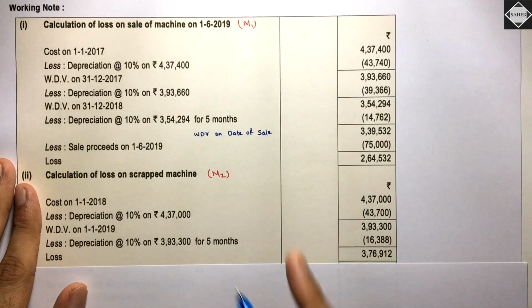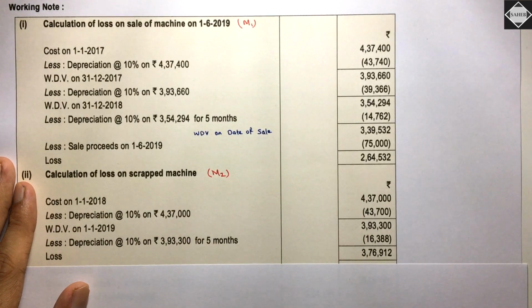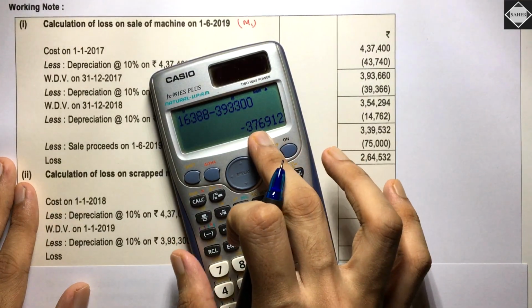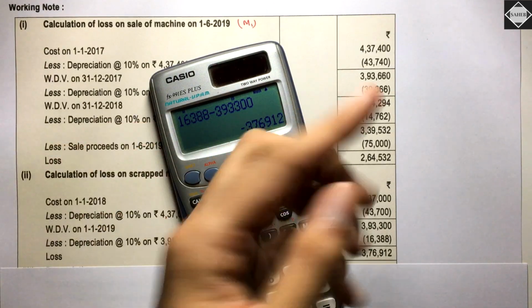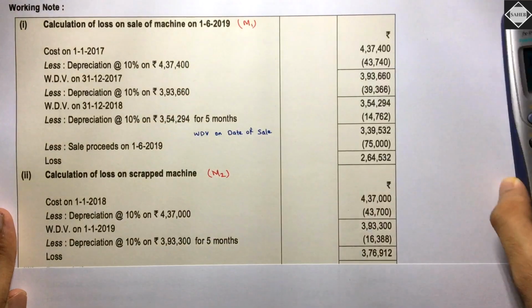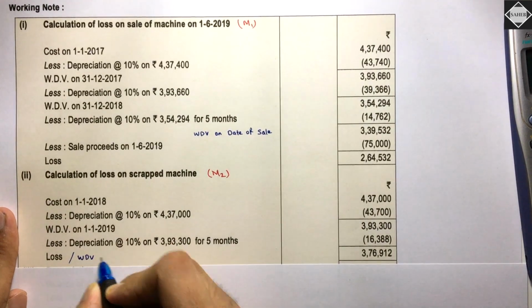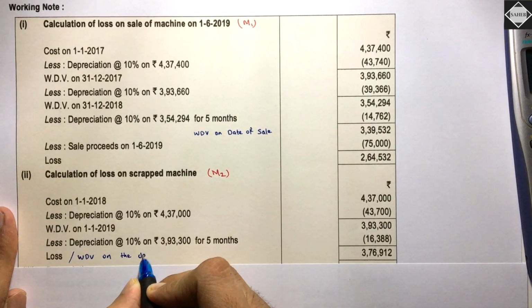What is this? This is the WDV on the date of sale. Actually that is the WDV on the date of sale only. But since here there is no sale proceeds to compare to, it's 0 now, so that entire thing is also the loss. So you can say this is loss as well as this is the WDV on the date of sale.